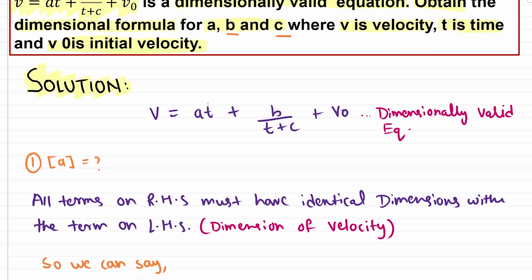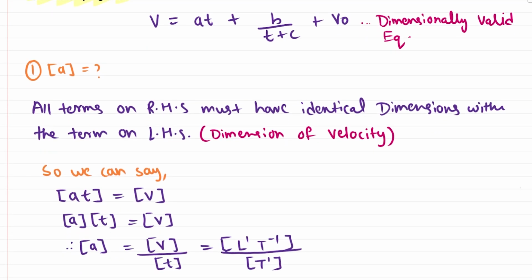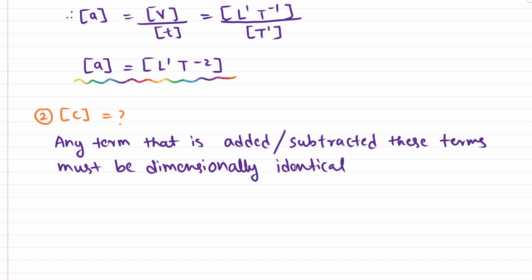If let's say AT is getting added with V naught, so AT और V naught का dimension जो है वो match करना चाहिए. Similarly, if you observe this particular setup over here, if small t is getting added with c, so यहाँ पर small t का dimension और c का dimension match होना चाहिए या identical होना चाहिए. That is the property of a dimensionally valid equation. So from this we can say that the dimensions of our unknown term c must match or must be identical to the dimensions of our small t, which is time.